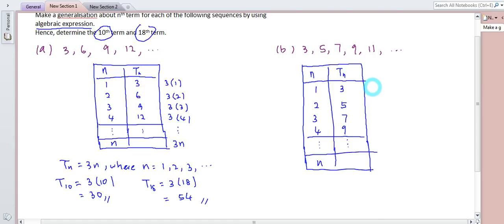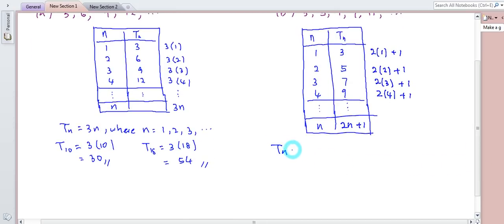So maybe this one I write 2 times 1 plus 1. You will get 3, right? How about the second term? 2 times 2 plus 1. You get 5. Oh, correct. How about this one? 2 times 3 plus 1. Correct. 2 times 4 plus 1. Correct. So when we go to n terms, it definitely must be 2n plus 1. Right. So from here, we can make a conclusion. Tn is equal to 2n plus 1, where n is equal to 1, 2, 3, and so on.